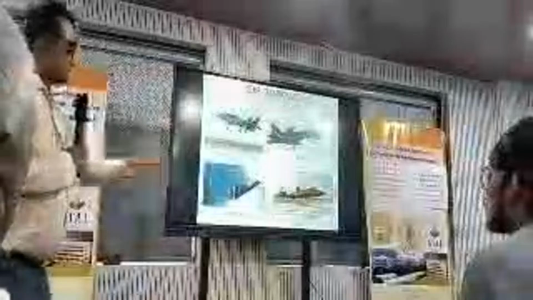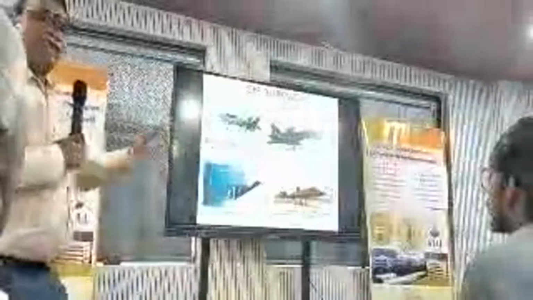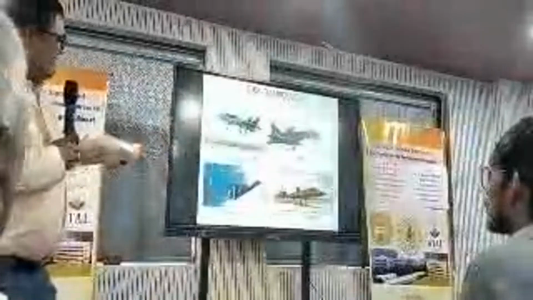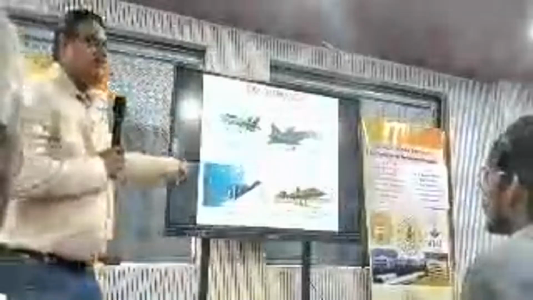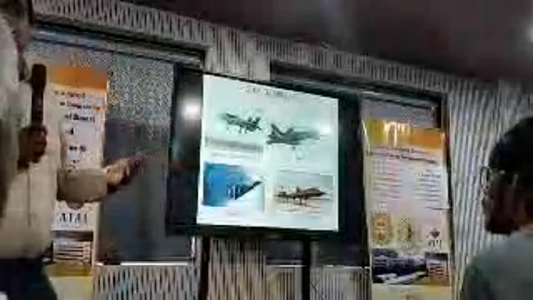And if you see these pictures like B2 Spirit and Blackbird, these are also stealth aircraft. These aircraft will go into enemy territory, launch their weapons and come back, but the enemy cannot identify them. So recently in Operation Sindoor also, these aircraft were used against Pakistan.